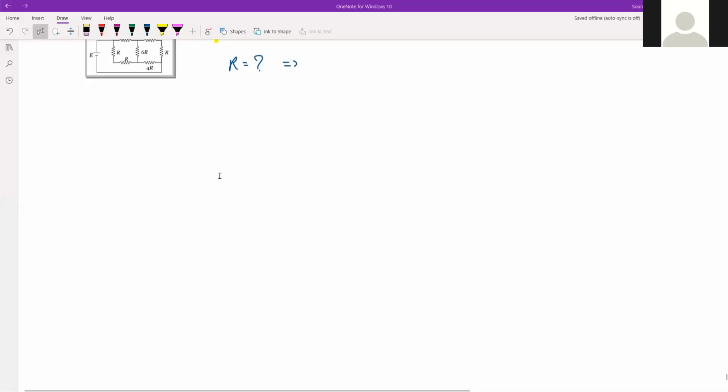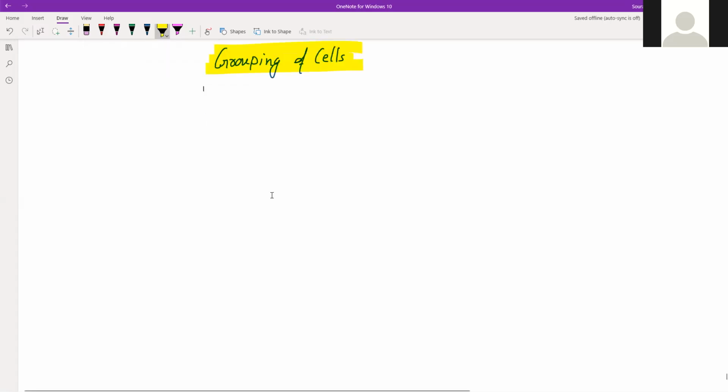Next topic. Just like resistances, we can also group cells. So let's see how cells can be grouped. That's why grouping of cells. Again we have two possibilities, that is series grouping and parallel grouping. So let's move to the series first.